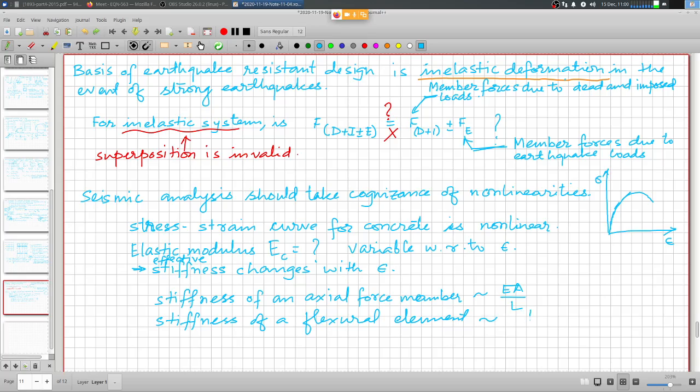Is EI by L cube, something similar, proportional to EI by L cube. In case of shear beam or shear building, the story stiffness is proportional to 12 EI by L cube, right?